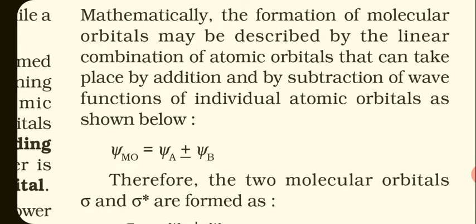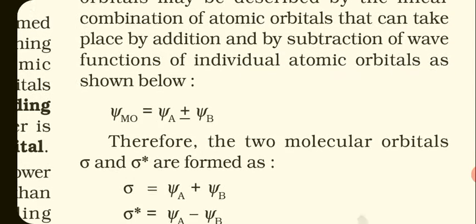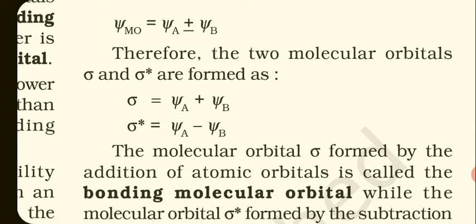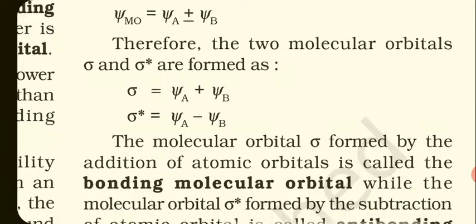Mathematically, the formation of molecular orbitals can be described by the linear combination of atomic orbitals, which takes place by addition and subtraction of the wave functions of individual atomic orbitals, as shown below. Psi MO, meaning psi molecular orbital, is equal to psi A plus or minus psi B. Therefore, the two molecular orbitals sigma and sigma star are formed. Sigma is equal to psi A plus psi B, and sigma star is equal to psi A minus psi B.